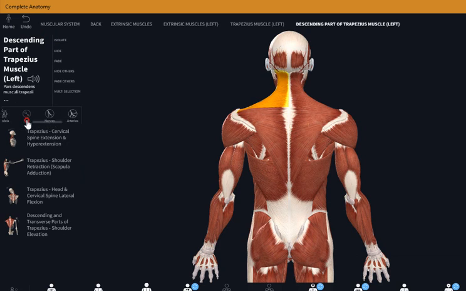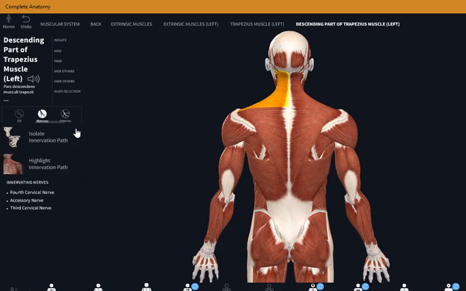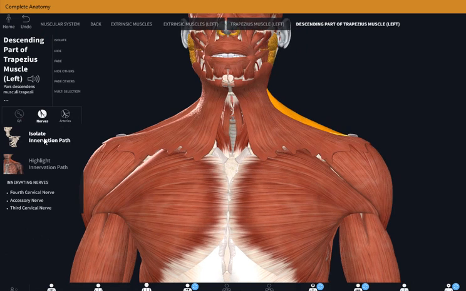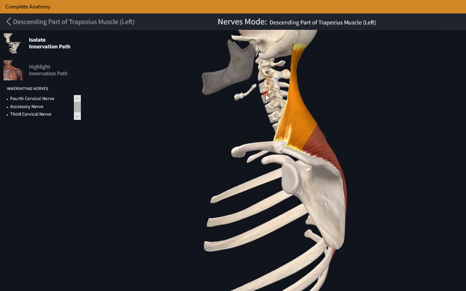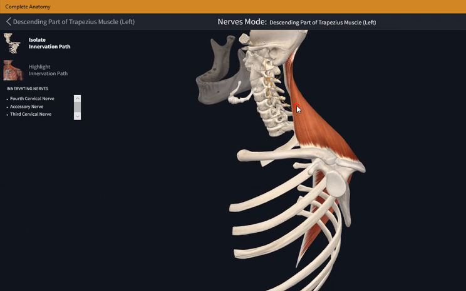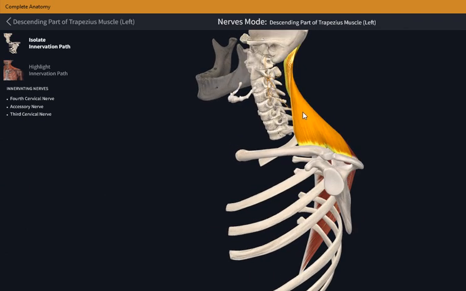After it, we are going to have the nerve. Now the nerve supply to it is via the spinal accessory nerve, as you have already seen. We have the fourth cervical nerve, the accessory nerve and the third cervical nerve. So the main supply to the trapezius muscle is via the spinal accessory nerve. Since it's posterior, we can also get some posterior rami via the fourth cervical nerve, the accessory nerve, and the third cervical nerve.